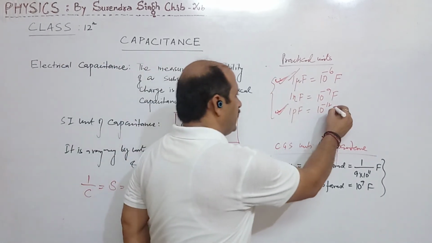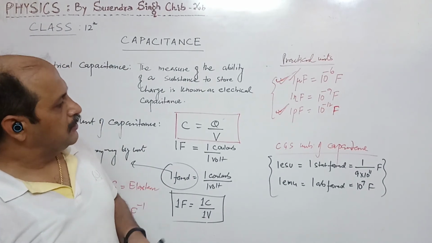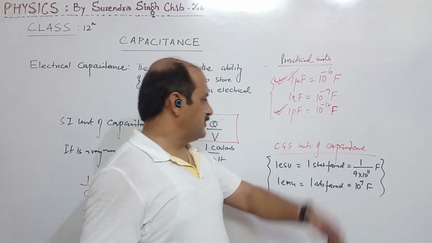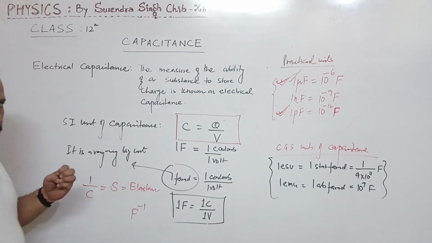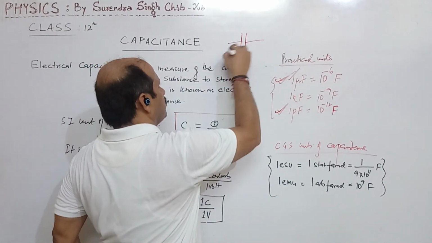We have different types of capacitors. We have a spherical capacitor. We have a cylindrical capacitor. We have CGS units of capacitance also. We have done a variable capacitor also. Variable capacitor मैंने बताया आपको tuning circuits में use होता है.